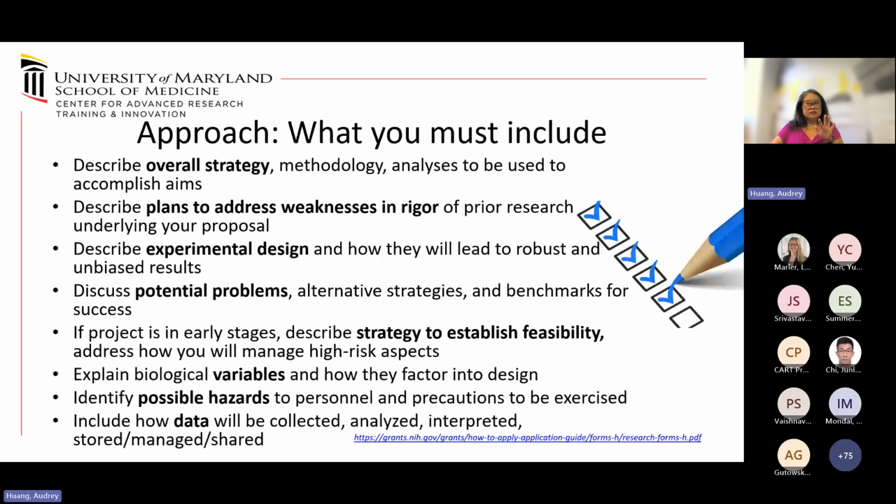This is a lot, but this is what you need to include in those last 6 to 8 pages of your research approach. You have to have the overall strategy and methodology of your experiments. You need to address why these experiments are a significant improvement to any approaches that have been taken in the past. You have to explain clearly enough the experimental design, not down to the buffer components necessarily, but enough so that the reader, the reviewer, believes that this is a solid experiment and you're not going to get garbage results in the end. You have to acknowledge potential problems and confounders that might arise in these experiments.